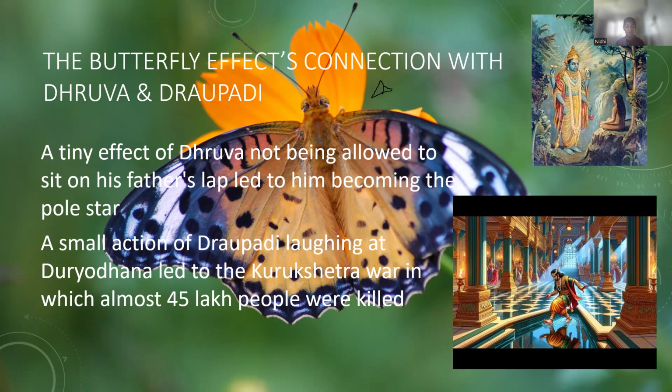Draupadi's laughter at his misfortune adds fuel to Duryodhana's already burning envy and resentment towards the Pandavas. This seemingly minor incident is said to be one of the sparks that led to the eventual downfall of the Kauravas, showcasing how small actions can have significant consequences, reminiscent of the butterfly effect.